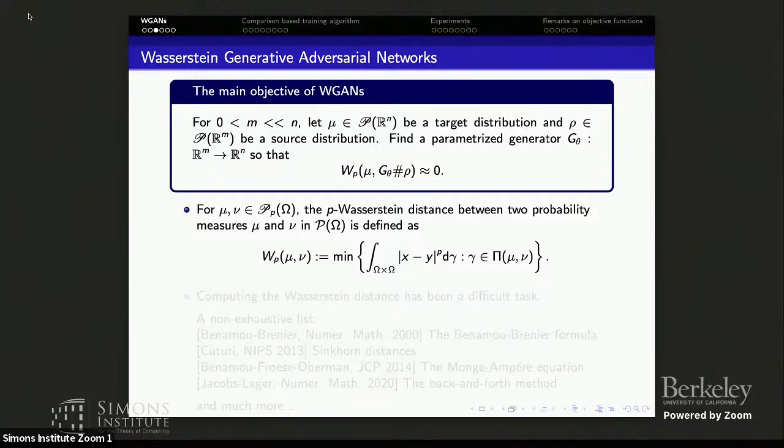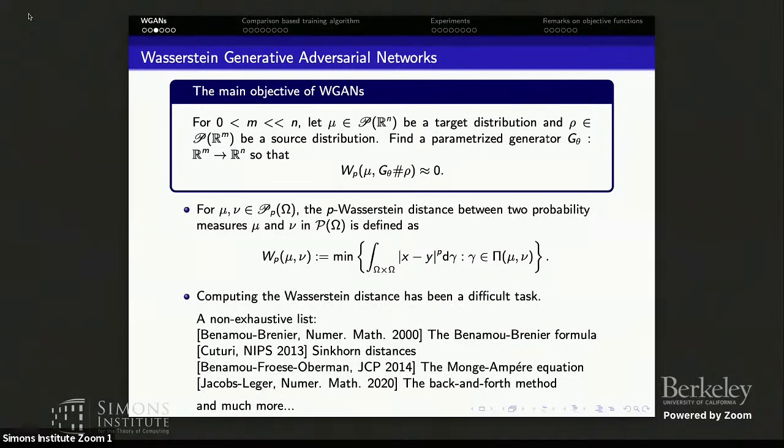As you may know well, computing the Wasserstein distance has been a difficult task. So there are a lot of related works, including the ones in the audience, online, and also here. And I'm sorry that I couldn't include all the works, but let me also say that it's my great honor to speak in front of you.